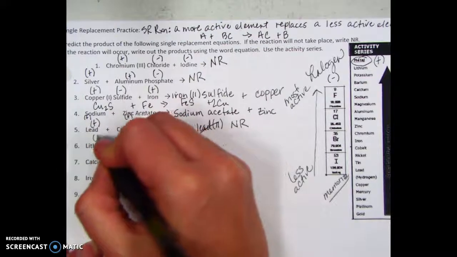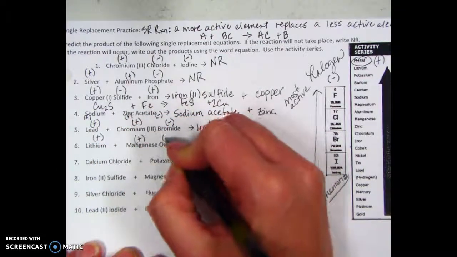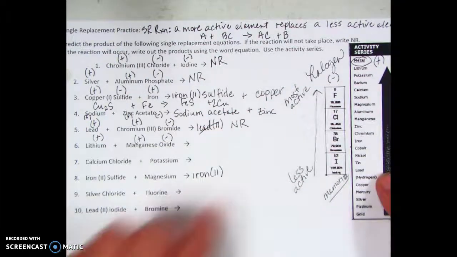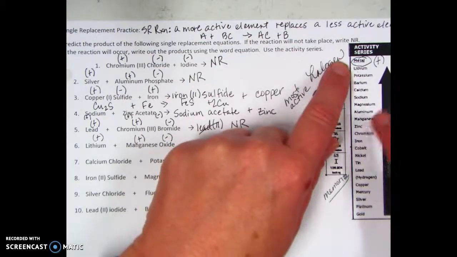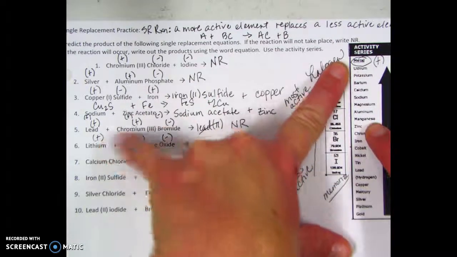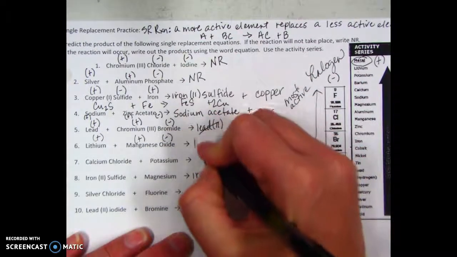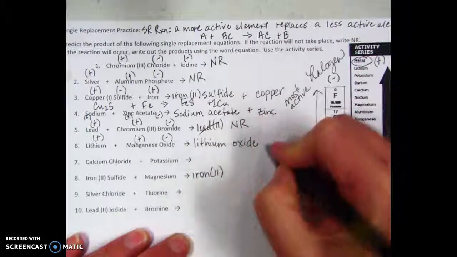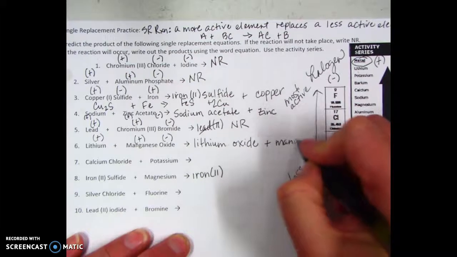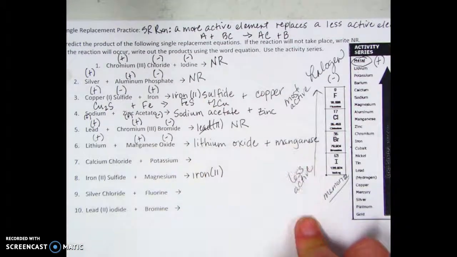Lithium is a cation, manganese is a cation, and oxide is an anion. Okay, so we put our finger on lithium and we put our finger on manganese. Is lithium more active than manganese? Because we always start with our element first. Lithium more active than manganese? Yes. So we write lithium oxide plus manganese. Now, if I write manganese plus lithium oxide, that's fine too, because 2 plus 3 is 3 plus 2.